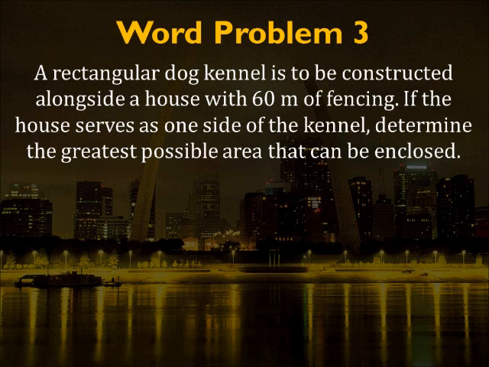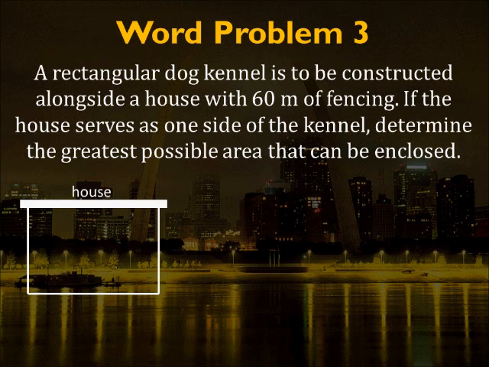If the house serves as one side of the kennel, determine the greatest possible area that can be enclosed. Alright, with this low budget PowerPoint, this is the picture I came up with. There's your house. There's the wall of the house. These three sides represent the fencing that's going to have to add up to 60 meters.